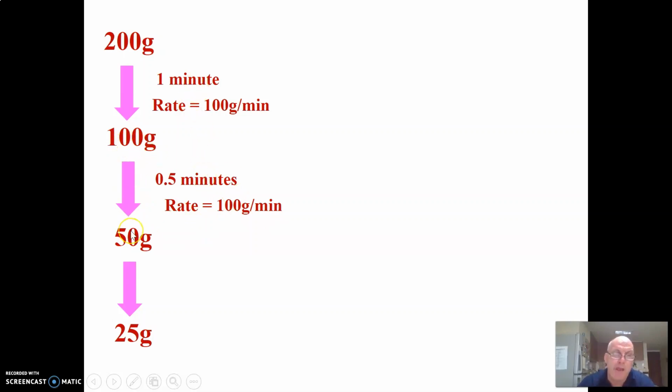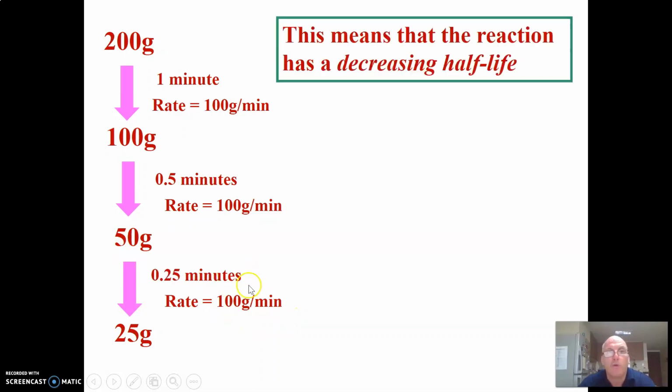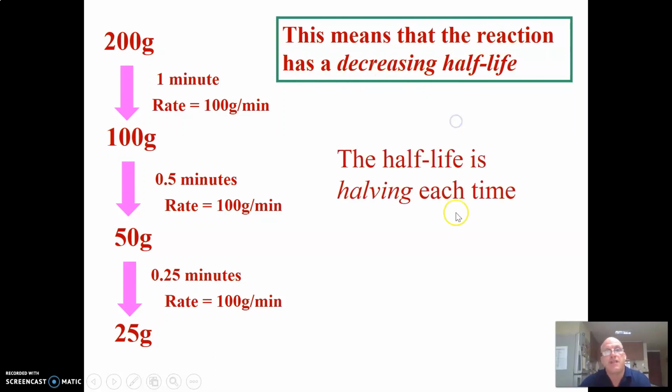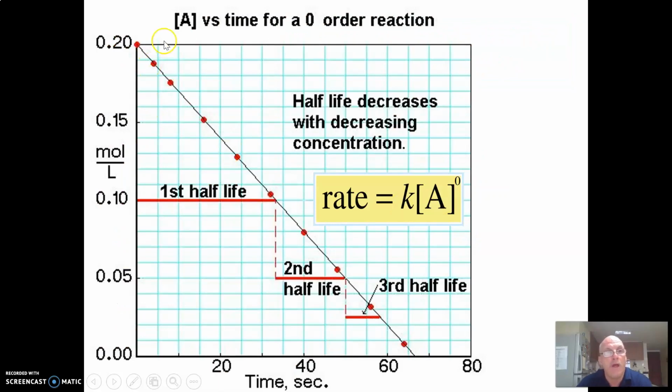Now the concentration is halved again, there'll be no effect on the rate, it would be the same. How long will it take to lose 25 grams at this rate? And the answer is 1/4 of a minute. So the half-life keeps halving. Okay, the rate of the reaction is not changing, and it's got a decreasing half-life, and it's halving each time. Here we go. A straight line, constant rate, constant gradient. Here's the first half-life. The second half-life is half of that one. The third half-life is half of that one. Okay? Again, I've never seen a question on the half-life for zero order, but it's kind of useful to know. And it's for this type of rate law here, isn't it?